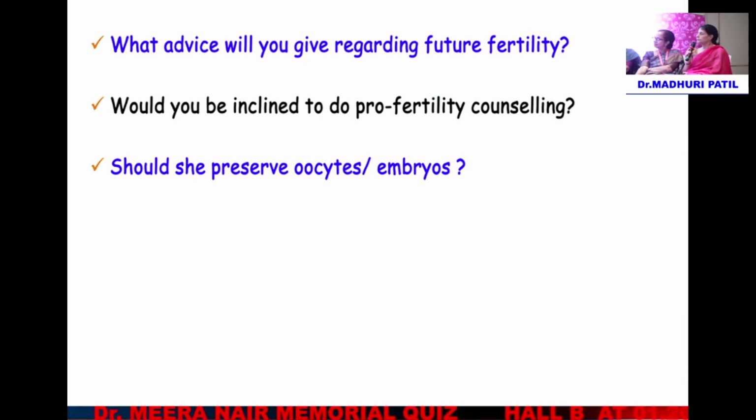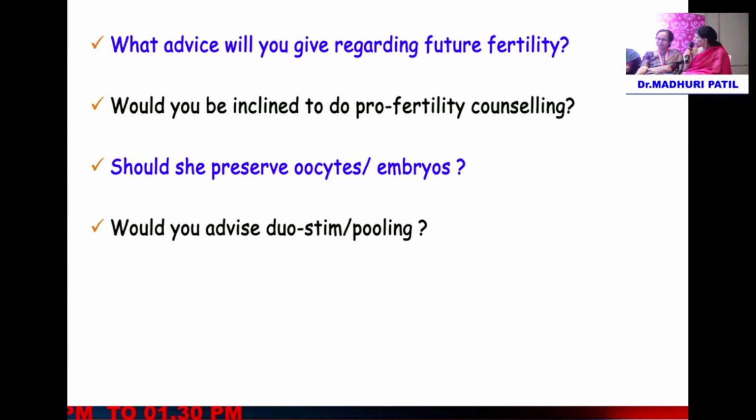So would you like to do a dual stimulation in this patient? Dual stimulation to get more number of embryos? We could try that, depending on what you get in the first. After that, will you suppress the ovaries or something? Why will we suppress the ovaries? Do you want to suppress the ovaries from an onco perspective? No, I am just asking. No, that's what I said, preserve fertility. We just do a simple stimulation and see how many oocytes you get.